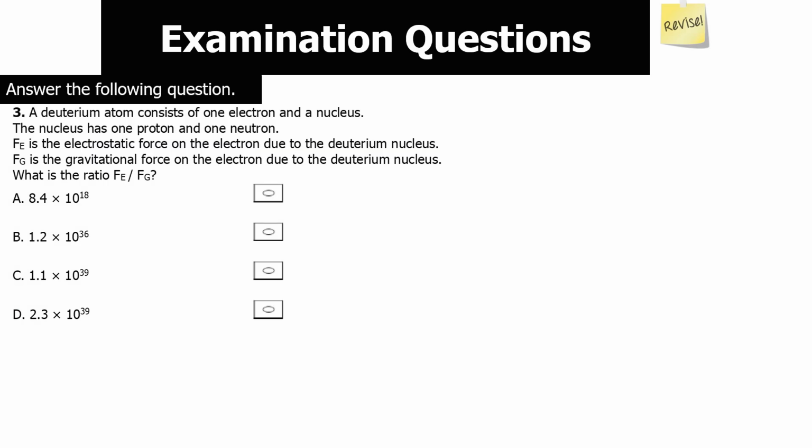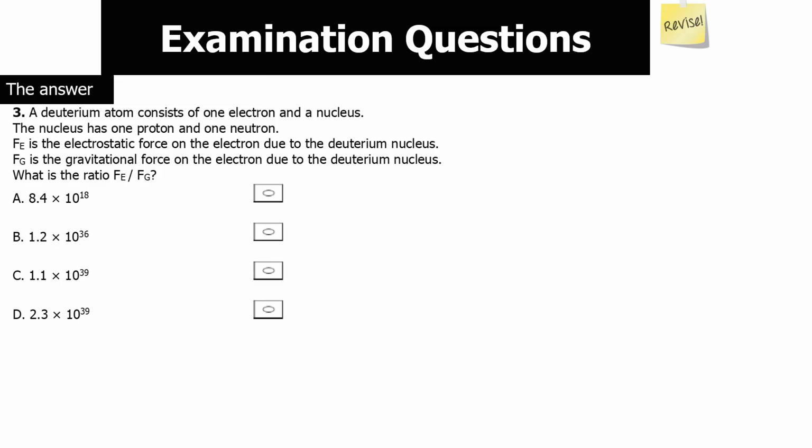The next question says, a deuterium atom consists of one electron and a nucleus. The nucleus has one proton and one neutron. The electrostatic force on an electron due to the deuterium nucleus is Fe, and the gravitational force on the electron due to the deuterium nucleus is Fg. So what's the ratio, Fe over Fg? So pause the video now, then unpause the video when you want to go through your answer.